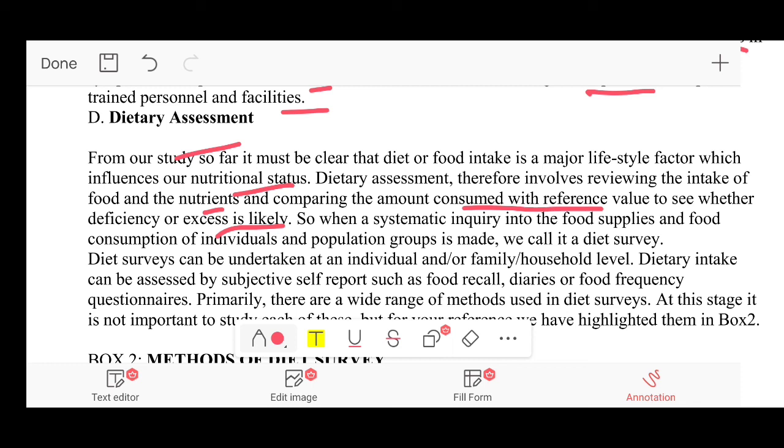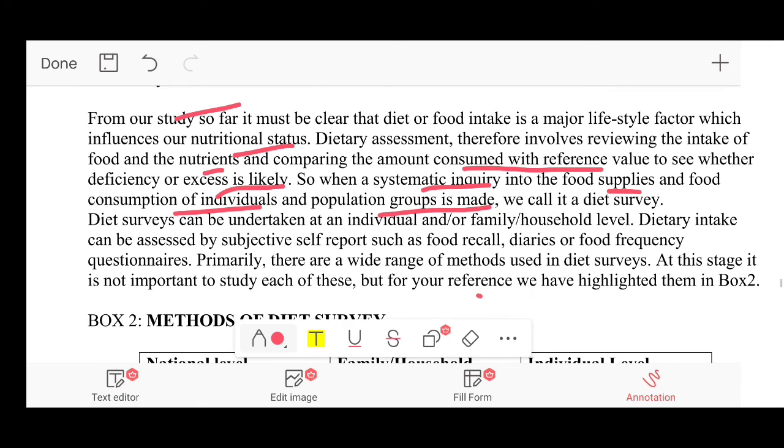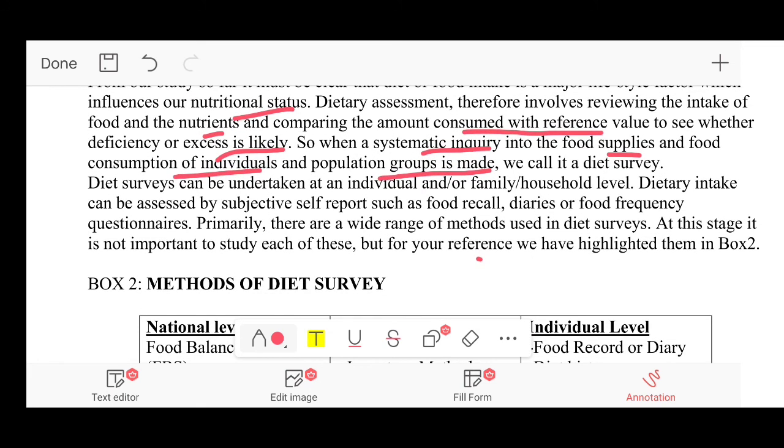When a systematic inquiry into the food supplies and food consumption of individuals and population groups is made, we call it a diet survey. Means we can do a survey on the diet, so that we can say whether this community or this population is on a proper diet or not. That is the dietary assessment.